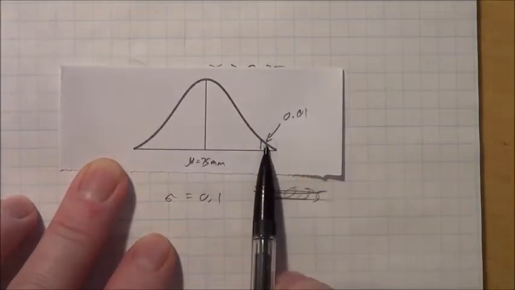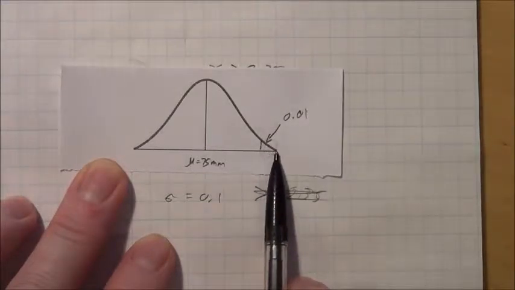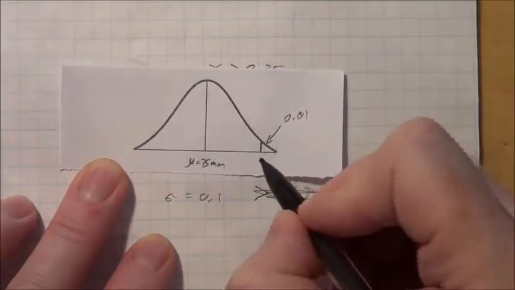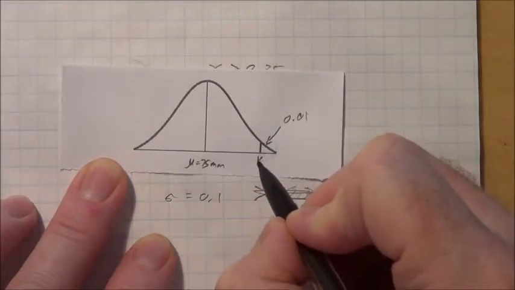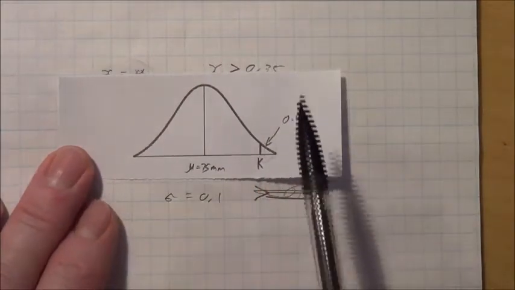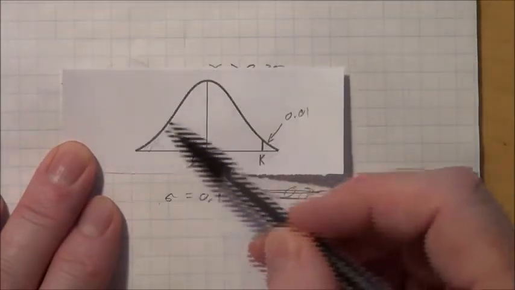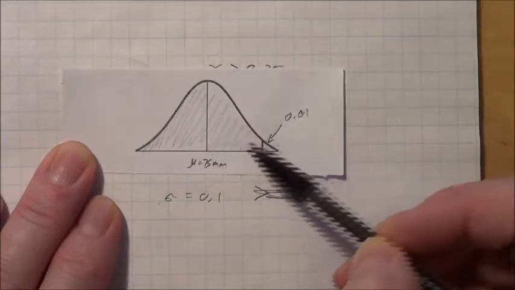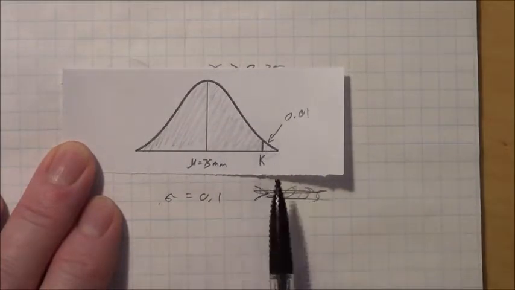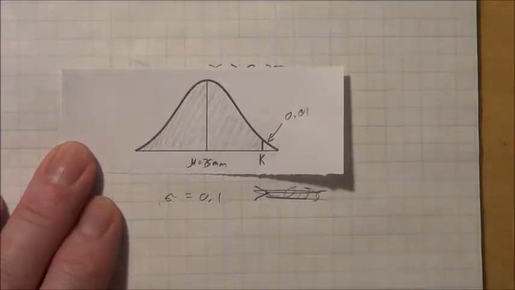As we move further along to the right here, the screws are getting longer and longer. So what's the smallest screw length? Well, that's right here, and that's the k value we're looking for. Now, as I explained before, the area is filled in from the left. So the only thing we can do when we're doing this calculation is find the area or the probability to the left of k.